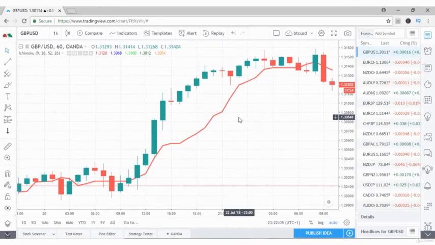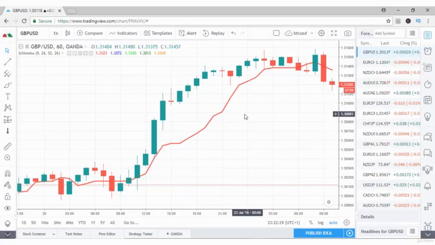The Tenkan-sen or red line is calculated over a period of 9 candlesticks, so you can understand that it is a very fast line and it is mainly used to detect the short-term trend. Let's check this chart. The trend is up and the red line is clearly showing that. You can see that the line is going up, suggesting an uptrend.